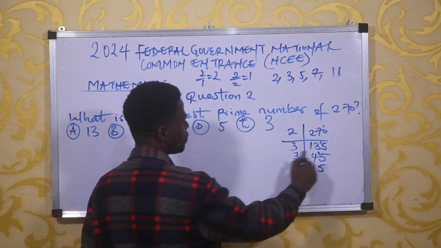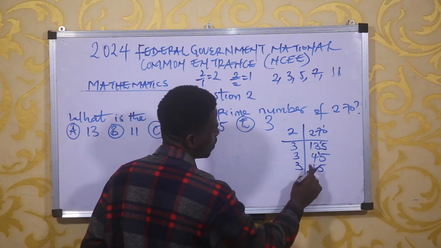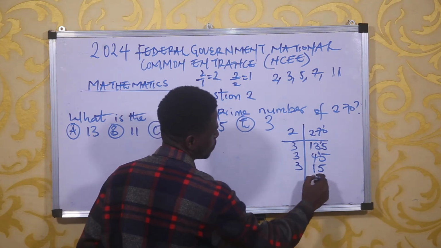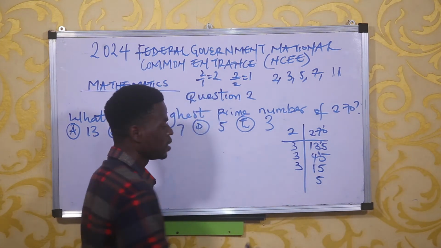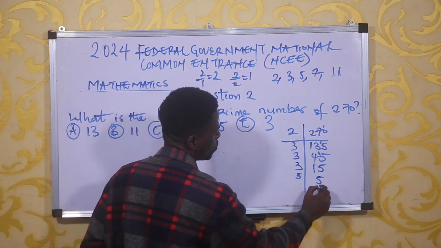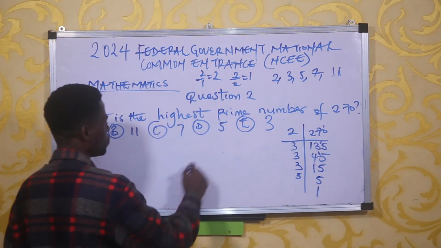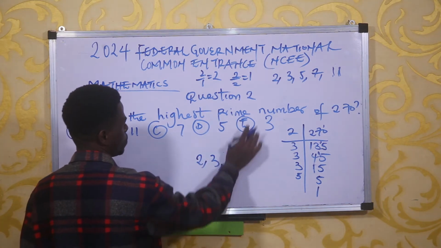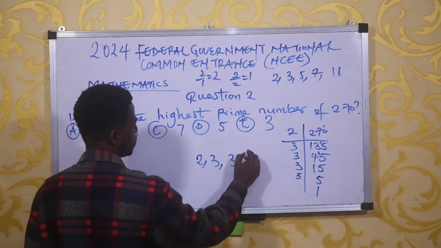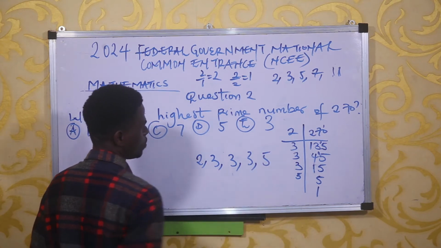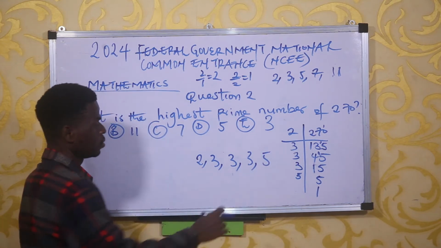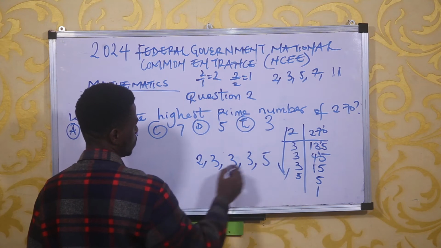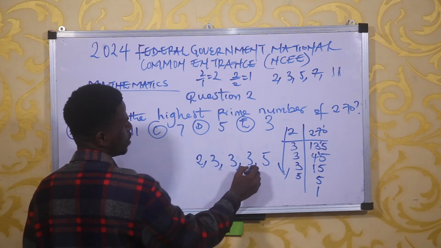So 3 can still divide 5. 3 in 15 will give us 5. Take note of that. Then 5 in 5 gives us 1. So in this place now, the prime numbers are 2, 2, 3, 3, 3, 5.